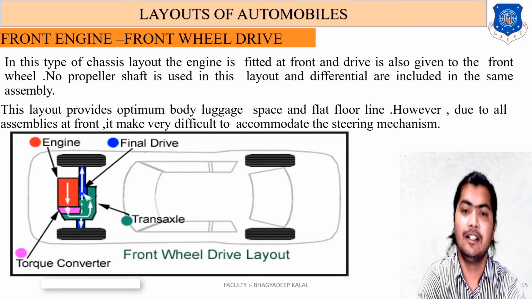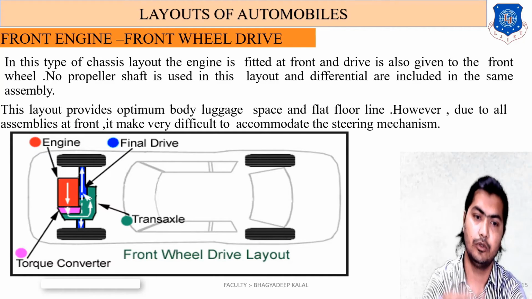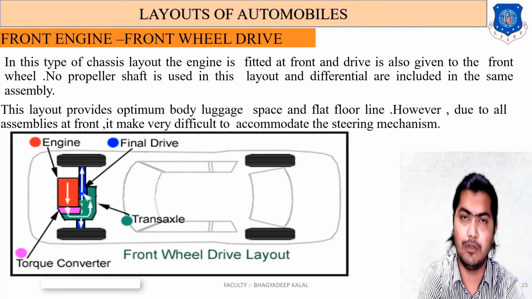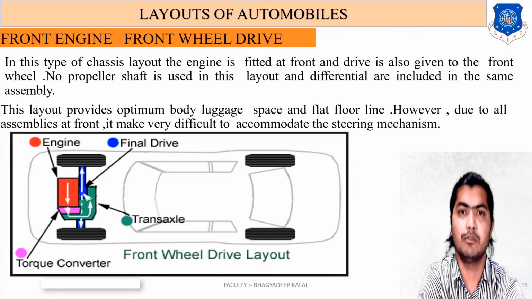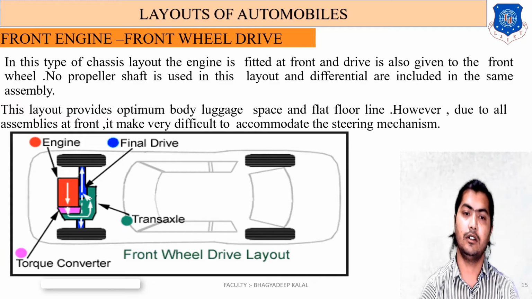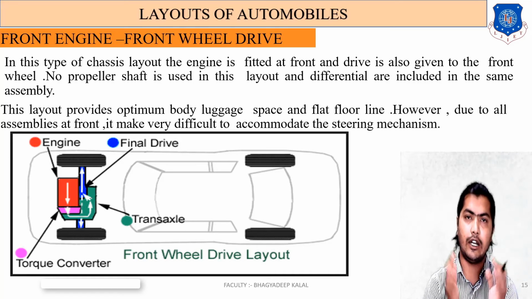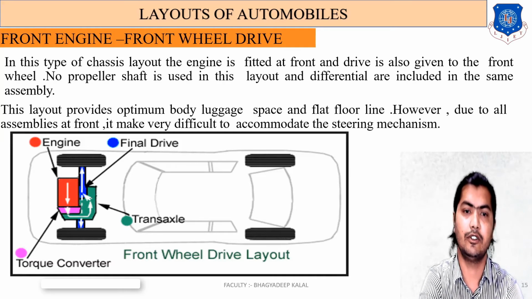And flat floor plan. Flat floor plan means the height of the vehicle from floor to the axle is very less. Next, however, due to assemblies at the front, it becomes very difficult to accommodate the steering mechanism, because all the mechanisms and systems are mounted on the front wheel, and the steering mechanism is also mounted on the front side. That is very complicated, it is very difficult to introduce the steering mechanism here.